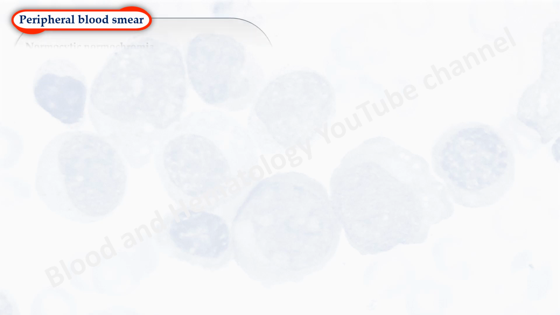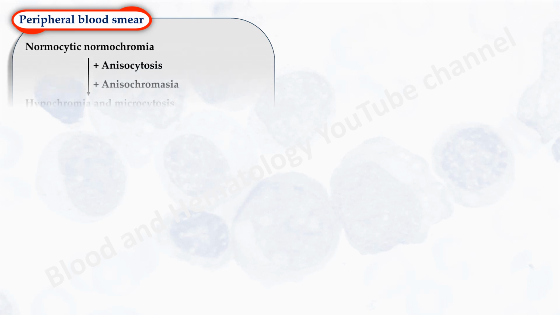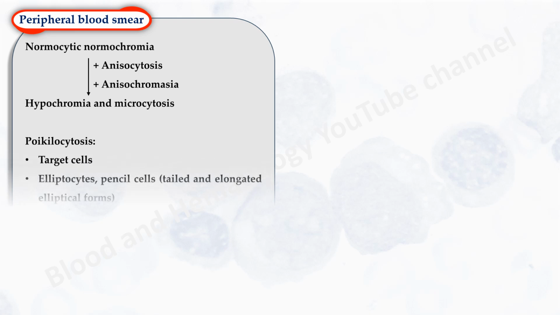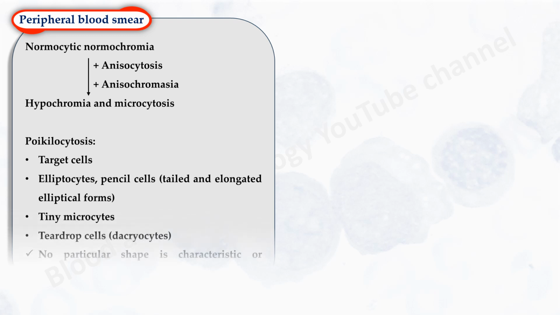Because iron deficiency develops progressively, any gradation between normal blood picture and the well-developed microcytic hypochromic iron deficient picture can occur. In iron deficiency, a normocytic normochromic anemia with anisocytosis precedes the development of anisochromasia, hypochromia, and microcytosis. Anisocytosis is an important early sign in iron deficiency and has differential diagnostic value when quantified.